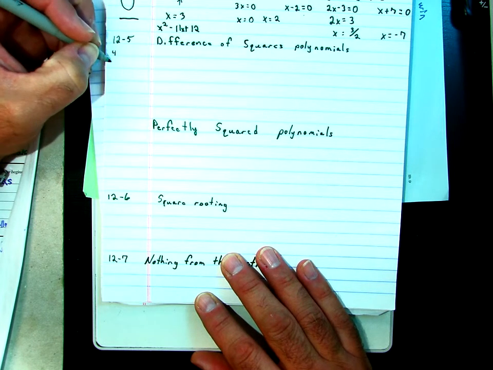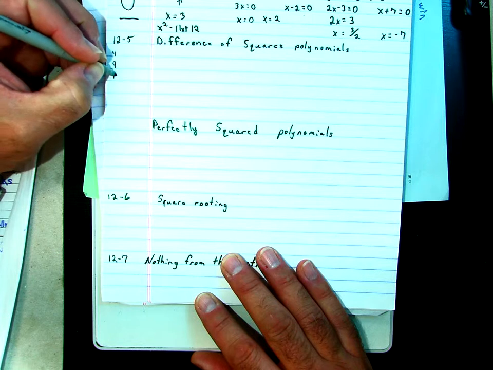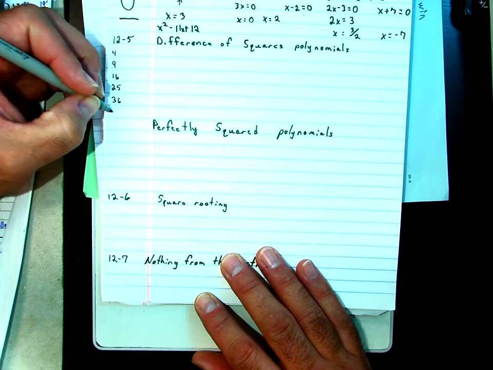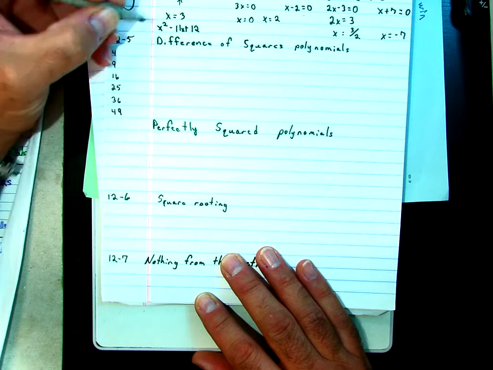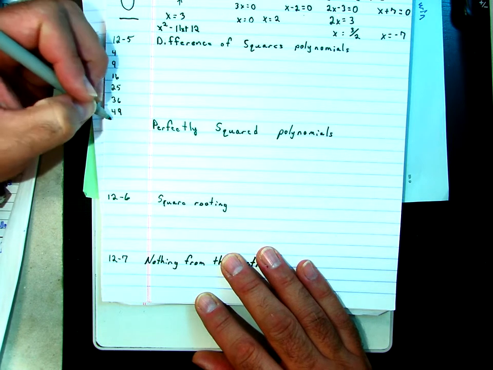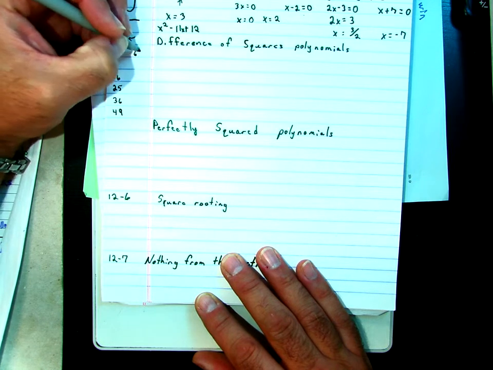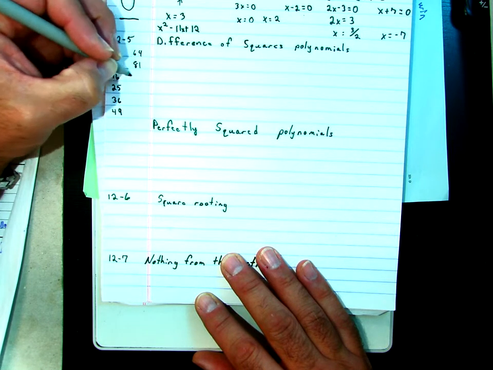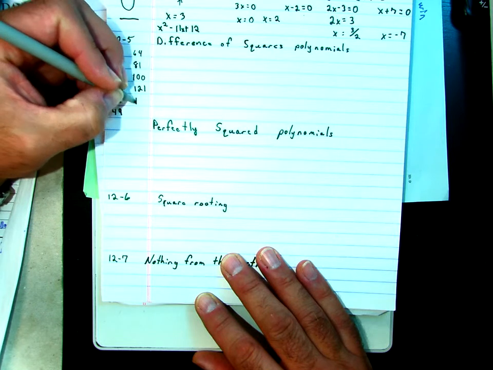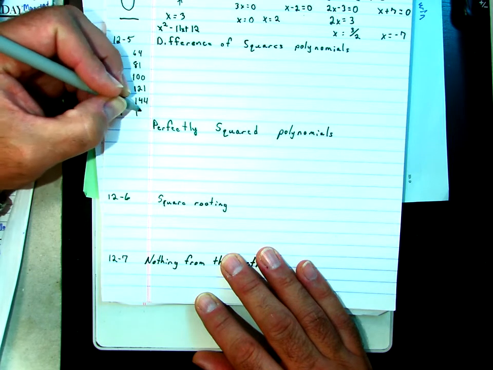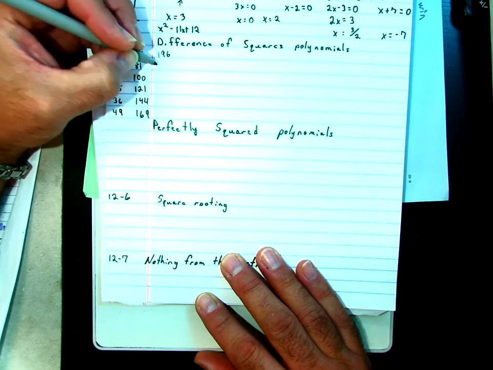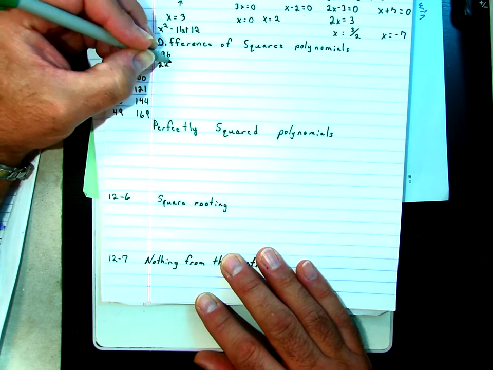So difference of squares are numbers that are perfectly squared. So you should know your perfect squares all the way up to probably 225. So it starts with 4, 9, 16, 25, 36, 49, 64, 81, 100, 121, 144, 169, 196, 225.